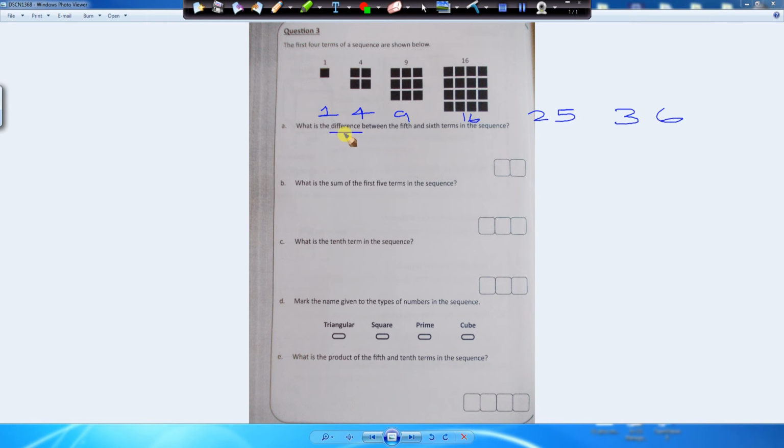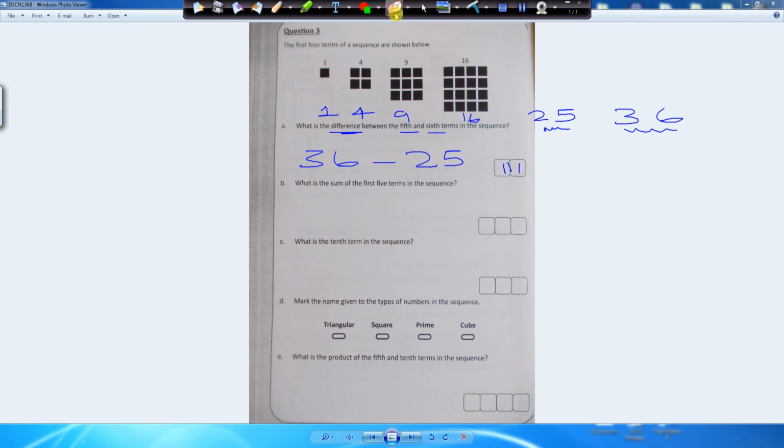Because we need to find the difference between the 5th and 6th. The 5th one is 25, and the 6th one is 36. So we need to do 36 minus 25. That gives us an answer of 11. Excellent. Well done. That was quickly done.